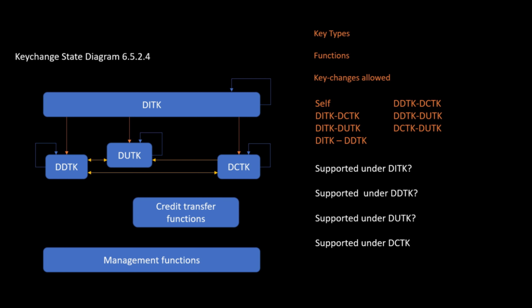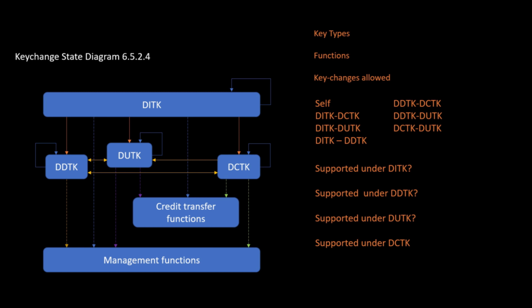Supported under the DITK, the functions supported are management functions, that's the dotted line, and credit transfer functions. Supported under DDTK, you can do management functions only and not credit transfer functions. Under DUTK, that's the purple ones, you can do management functions or credit transfer functions. And under DCTK, you can do credit transfer functions or management functions.